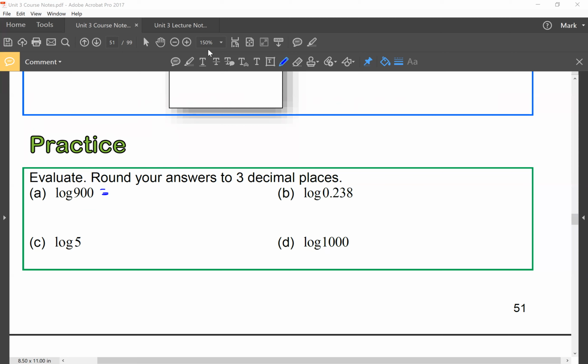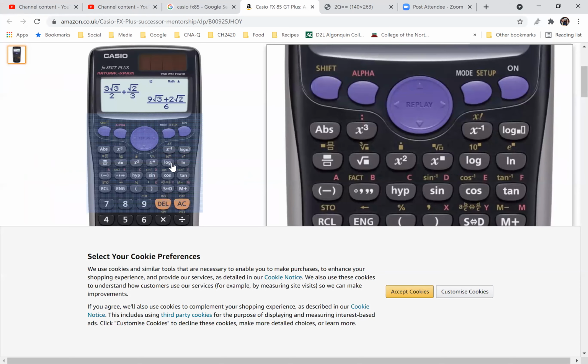Actually, okay. Hold on. I'm going to share my screen here. I'll show you where the log button is. You can see I'm on Amazon, but you can see my screen. The log button is here, and both of these we're going to talk about. So log and LN, which looks like the word in but is actually LN. Those are your log buttons on your calculator.